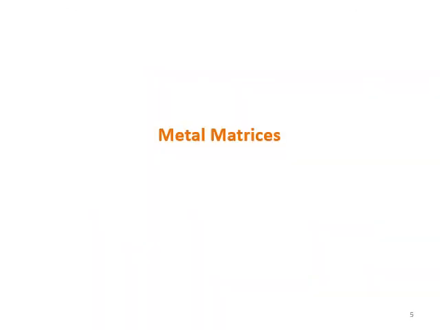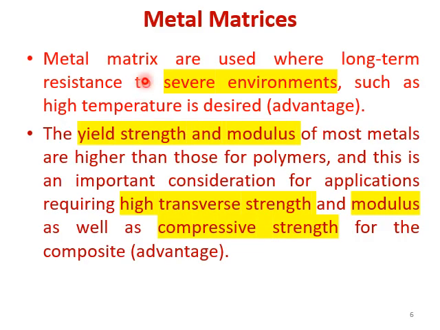Now let us look into the details of metal matrices initially. As the name suggests, here the matrix used is metal. Metal matrices are not suitable for regular applications. They are used where long-term resistance to severe environments such as high temperature is desired. So in extremely severe environments where the composite will be exposed to high temperatures, metal matrices are preferred. This is one of the advantages of metal matrices: the composite produced from metal matrices is suitable for use in severe environments such as high temperature.